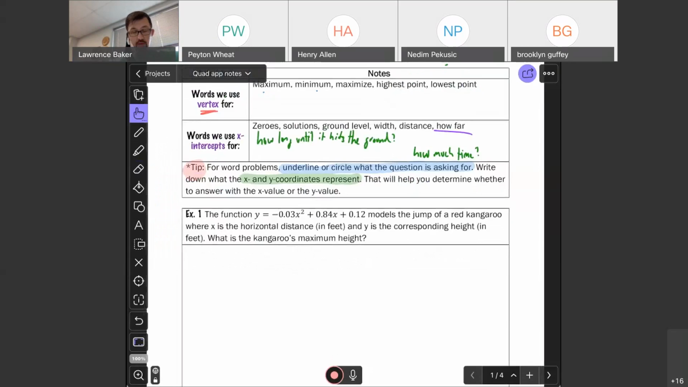Let me know if I'm at all moving too fast, because I know some of you guys are writing stuff down. As we look through the problems, I'm going to talk to you about, if you are writing them down, what you need to write down. So you don't need to write down a whole bunch of this stuff.